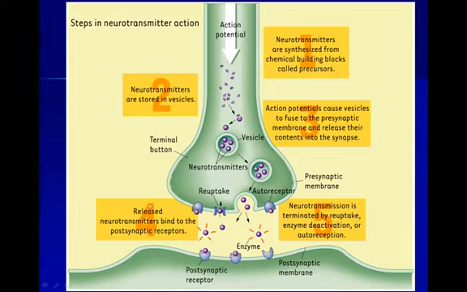The neurotransmitters are then released and bind to the postsynaptic receptors, and then neurotransmission is terminated by reuptake, enzyme deactivation, or autoreception. These autoreceptors here will shut off any release of neurotransmitter.